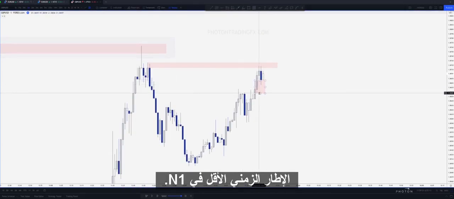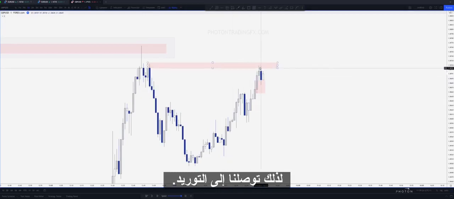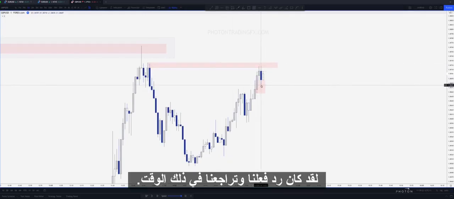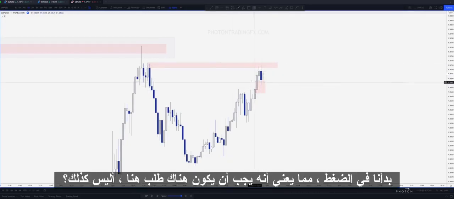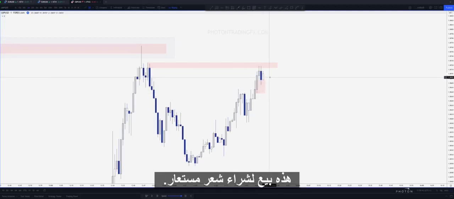The lower time frame on the M1. So we've come up into supply, we've reacted and pulled back, then we started to push up, which means there must be demand here, right? These sell to buy wicks. So we're pushing up here.